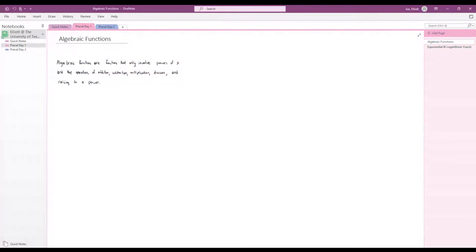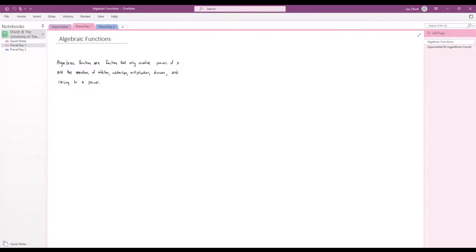So for today, I'm going to start by looking at some examples of algebraic functions. And we're just going to look at some of the aspects or characteristics of them and some examples. And I'll try to highlight the things that I want to highlight in the examples.